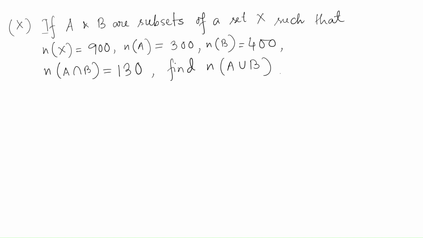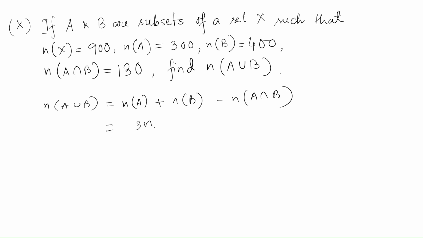Next question is, if A and B are subsets of a set X such that N of X is 900, N of A is 300, N of B is 400, N of A intersection B is 130, we have to find N of A union B. We know N of A union B is N of A plus N of B minus N of A intersection B. So here N of A is 300, N of B is 400 and N of A intersection B is 130. So 700 minus 130 is 570.